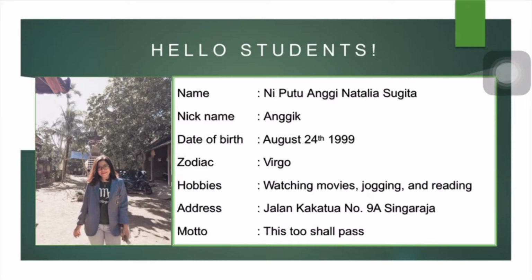I was born on 24th of August 1999 and my zodiac is Virgo. My hobbies are watching movies, jogging, and also reading. If we have the same hobby, maybe we can share it later on. My current address is in Jalan Kakatua number 9A Singaraja. It's a boarding house. My motto is this too shall pass. I believe that everything will be okay in the end. That's why everything is going to pass.